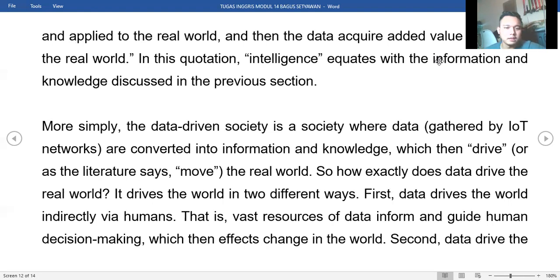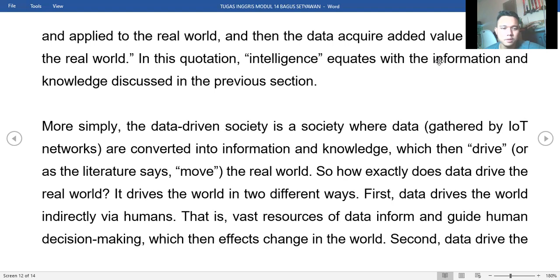More simply, the data-driven society is a society where data are converted into information and knowledge, which then drive, or as the literature says, move the real world. So how exactly does data drive the real world? It drives the world in two different ways.